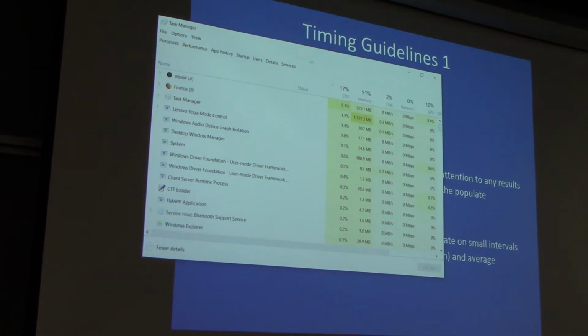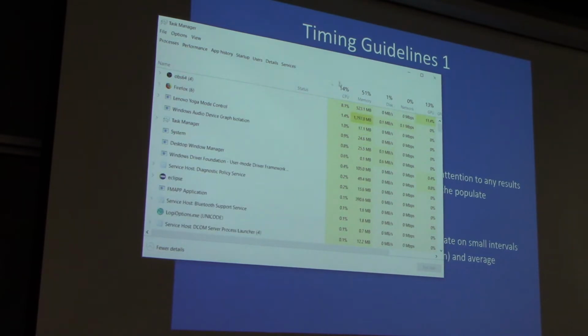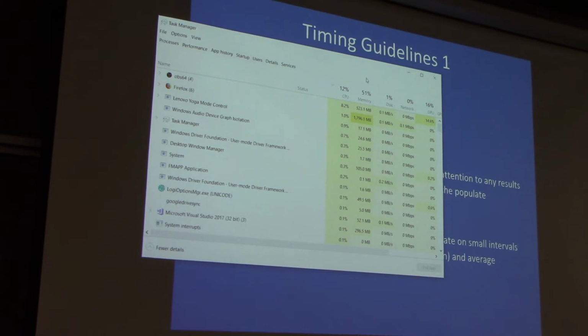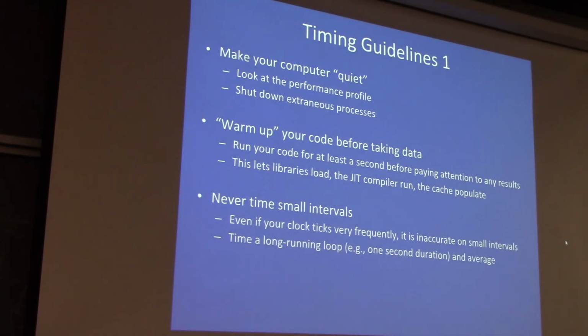All right, so I've got OBS running right now here, which is taking 16%. So if I were really going to do a timing experiment, I would kill OBS. Now on a multi-core computer, one core could be busy, and maybe that doesn't matter. But it's good to get as little going on your computer as you can. Okay?